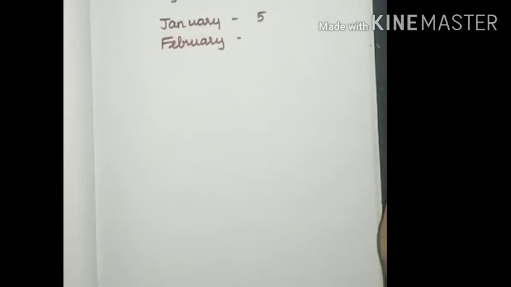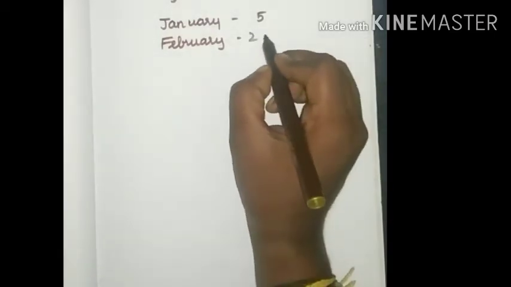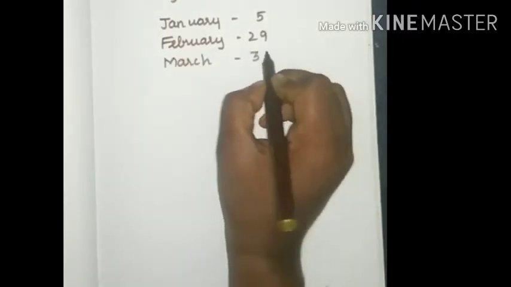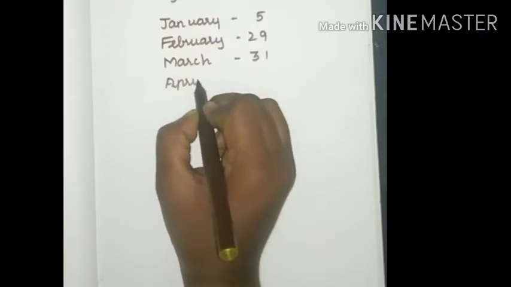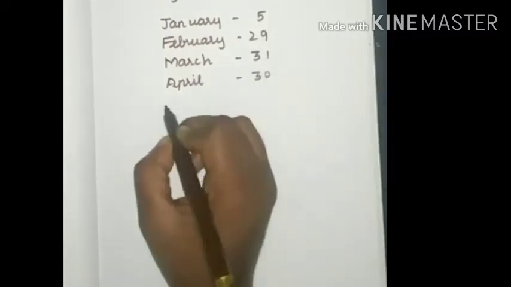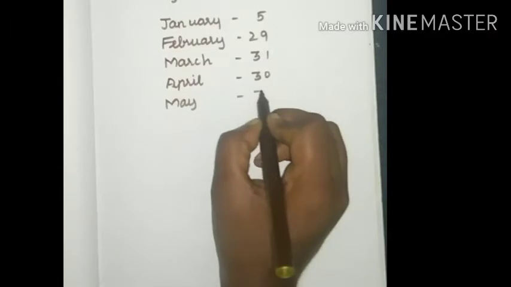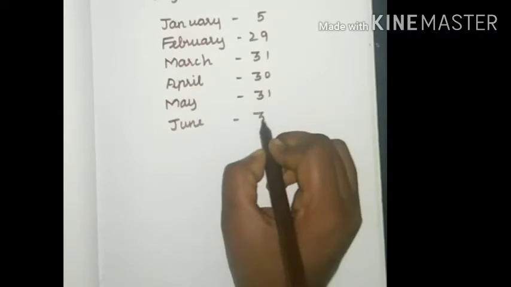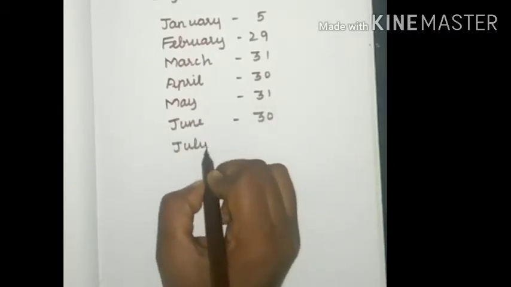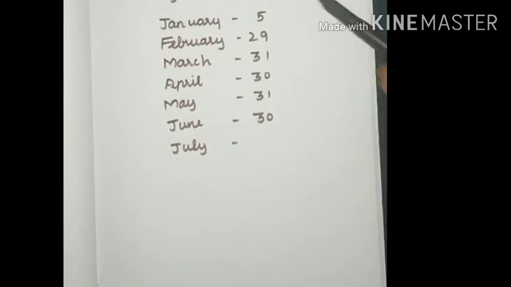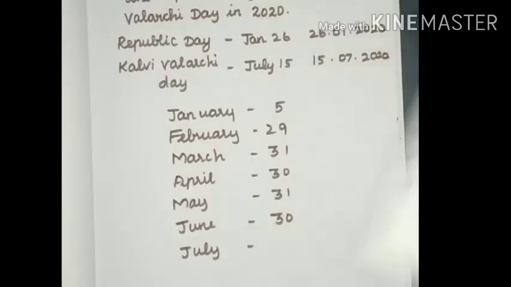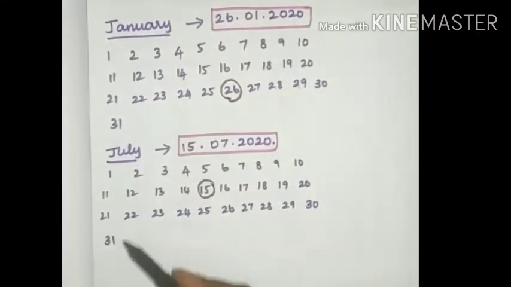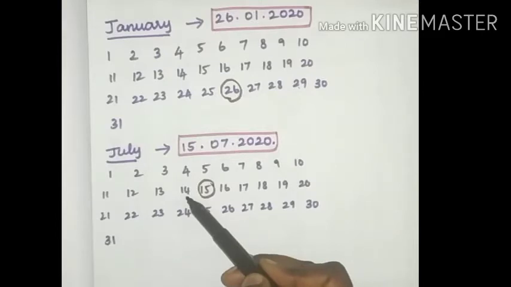And then February. 2020 is a leap year, so February has 29 days. And then March, 31 days. April, 30 days. May, 31 days. June, 30. And July, up to 15 we have to find. In the month of July we have 31 days, but up to 15 only we have to find. So totally 14 days in July month.